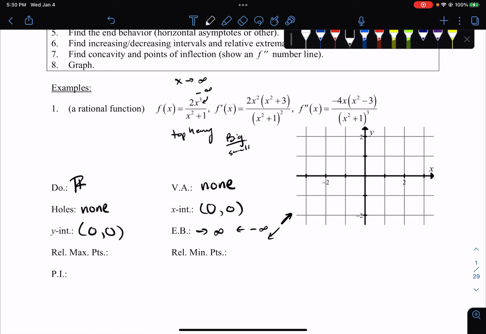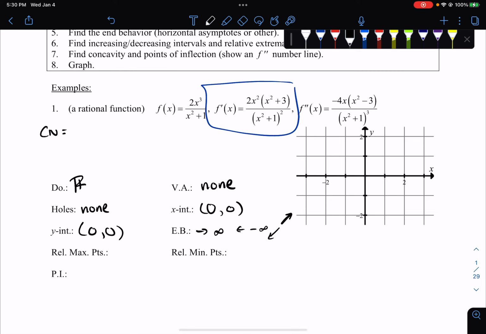Relative maximum. Here's where we look at all of our chapter 4 stuff. We're going to look at our critical numbers. So I'm going to use f prime, and I want to know what makes that equal 0. What are my critical numbers? And when I do that, I only have 1.